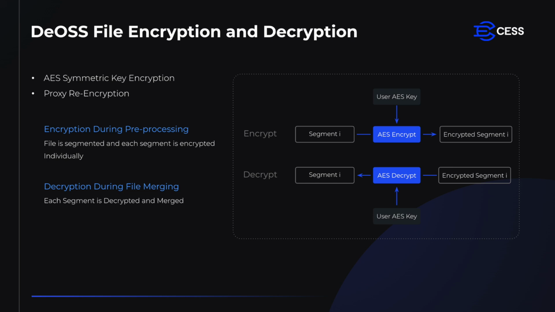During the file merging, the decryption process takes place. DeOSS starts by restoring the encrypted fragments back to their respective segments. It then decrypts each segment and merges them into the original unencrypted user file. This process ensures that user data remains secure during storage and is accurately and safely restored upon retrieval. These robust processes of file merging and encryption/decryption ensure that data integrity and security are maintained within the SES network. This offers users peace of mind regarding the safety of their stored data.